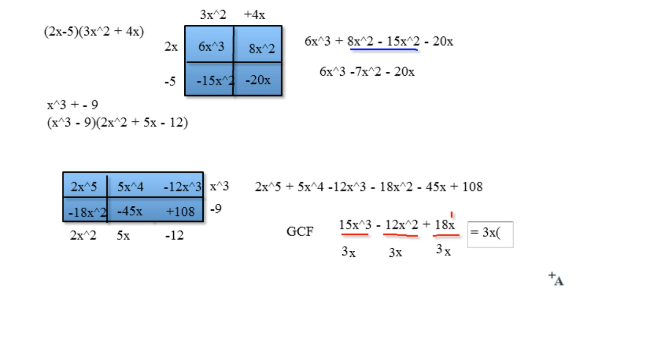So 15 divided by 3 is 5, and x cubed divided by x is x squared. Then negative 12 divided by 3 is negative 4, and x squared divided by x is x. And then 18 divided by 3 is 6, and x divided by x is just 1. So voila, I've factored out the greatest common factor.